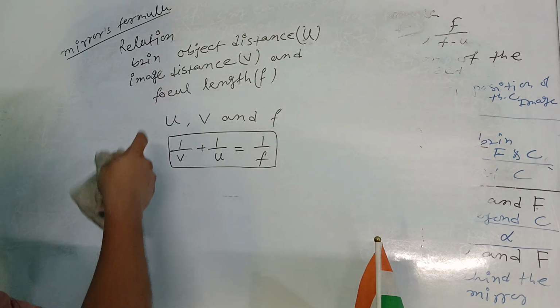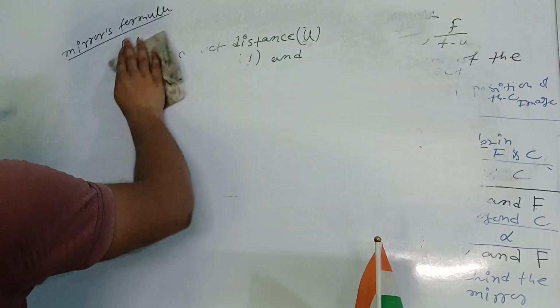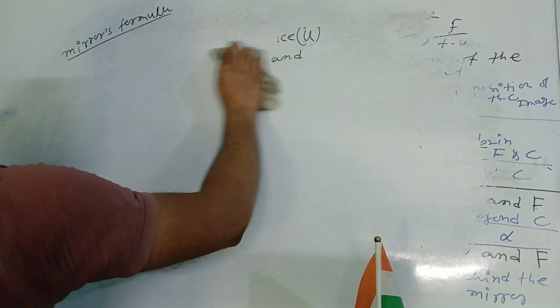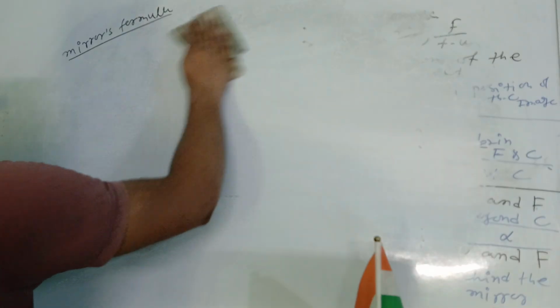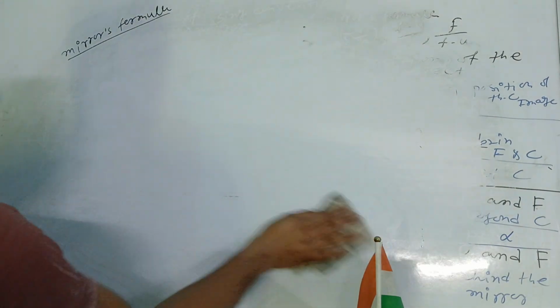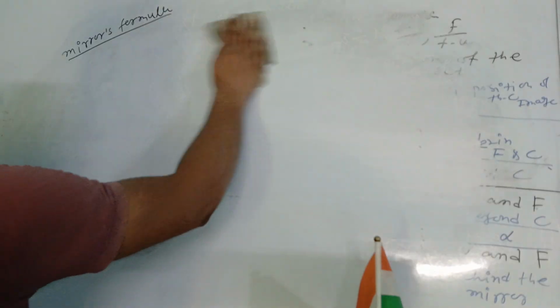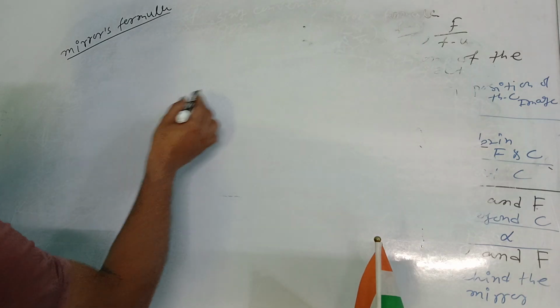After the mirror formula, we'll discuss the magnification also. This is about the magnification. And next, in Light 3, in the next lecture, we will solve some mathematical problems. Okay? So, the mirror formula.